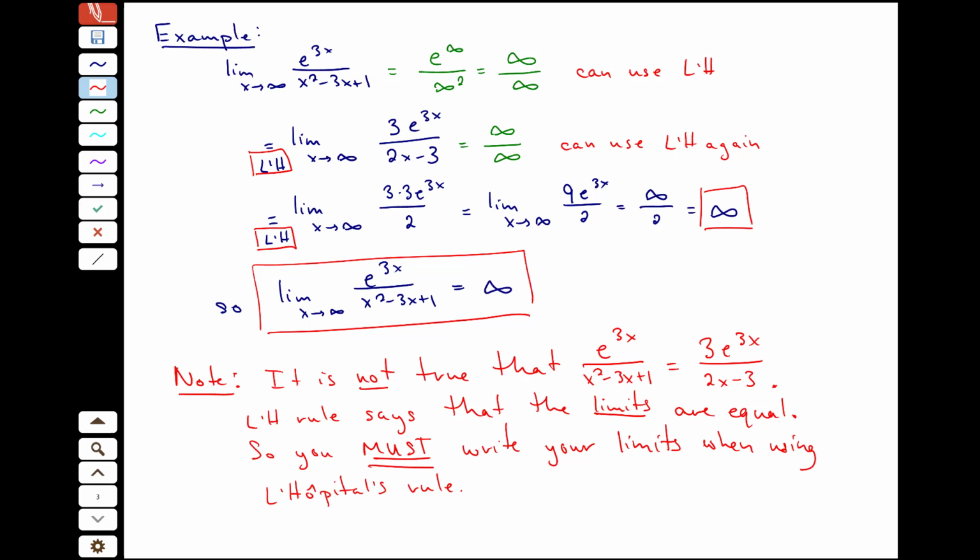The last thing to remember with L'Hopital's rule is, again, it only applies to these two specific limit forms. So your last reminder is that L'Hopital's rule is only for limits of the form 0 over 0 and infinity over infinity, and do not use it otherwise.